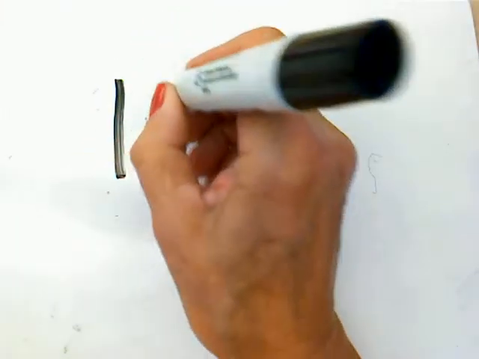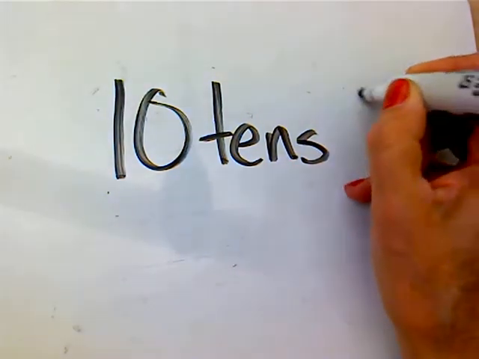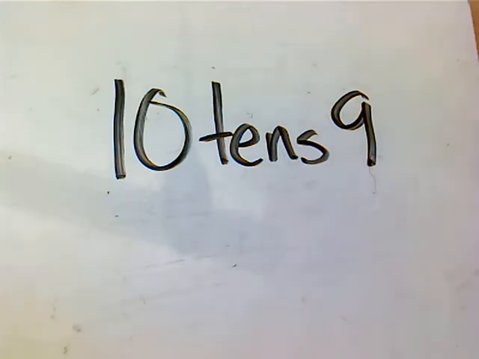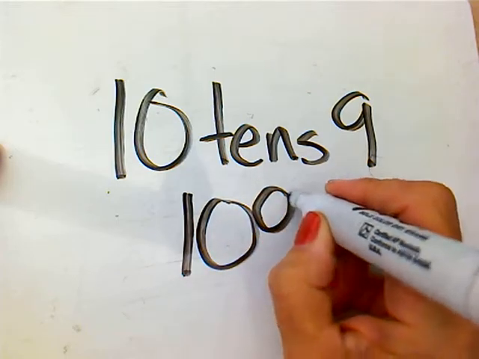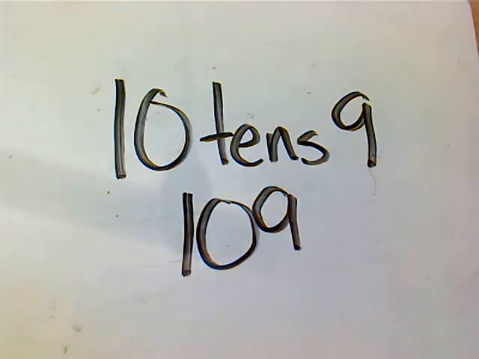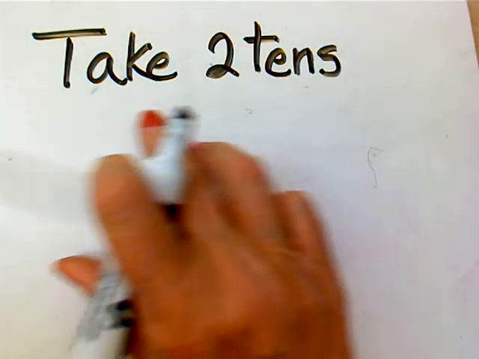Okay, one more of these and then we're going to move on. What if I said 10 tens 9? What would 10 tens 9 be? On the count of 3, 1, 2, and 3. I hope you said that would be 109. If you did, congratulations.